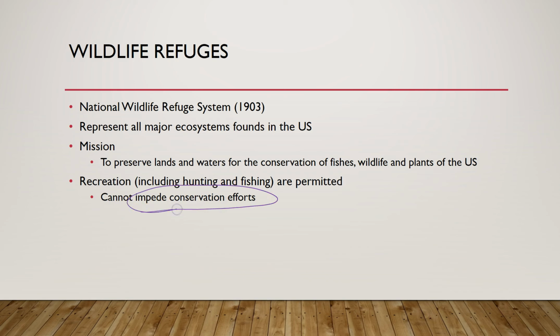And that's the key. So if an oil company said, hey, you've got this national wildlife refuge up in Alaska, we'd like to drill for oil, it'd be up to them to show how they can do so without impeding conservation efforts. If they can prove that to whatever agency is in charge of that wildlife refuge, then they could technically apply for a permit to drill. Okay?